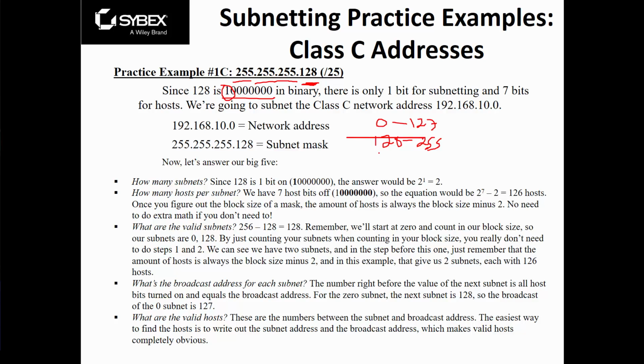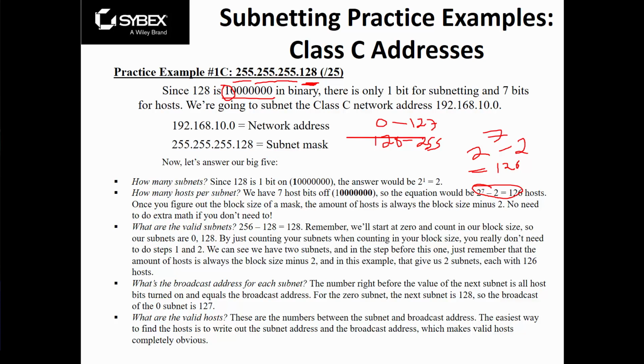If we're looking at how many hosts we're going to be using, we actually are going to be looking at how many ones do we have? Sorry, how many zeros do we have? We have 7 zeros, so 2 to the power of 7 minus 2. We're going to lose 1 for the ID, lose 1 for the broadcast. And that should equal 126. That's how we got that right there.